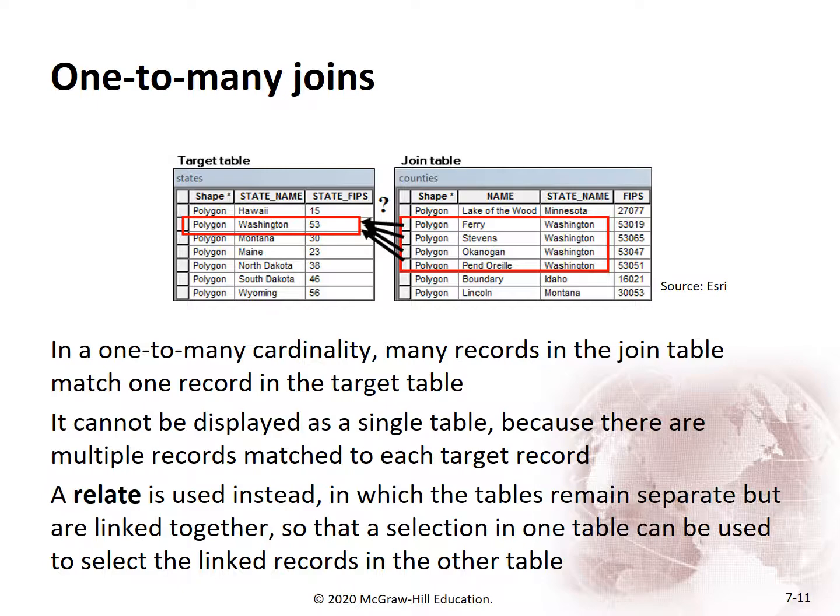But with a relate, if for example you went to that target table and you selected the polygon Washington, in the attribute table from your join table, every record that had Washington as the state name, it would then select or highlight. And so it allows you to select something in one data set, and it then in turn selects multiple things in the other.